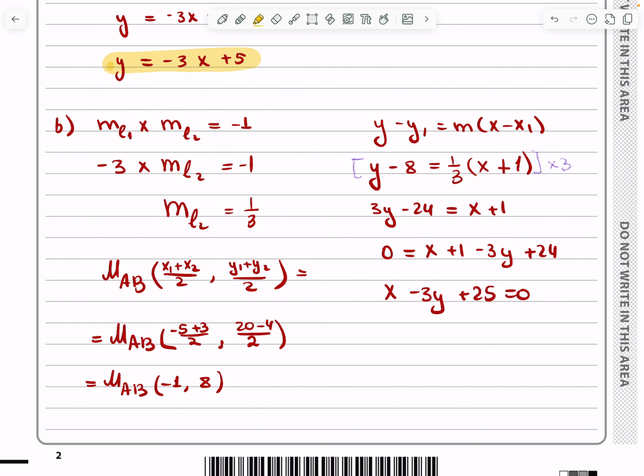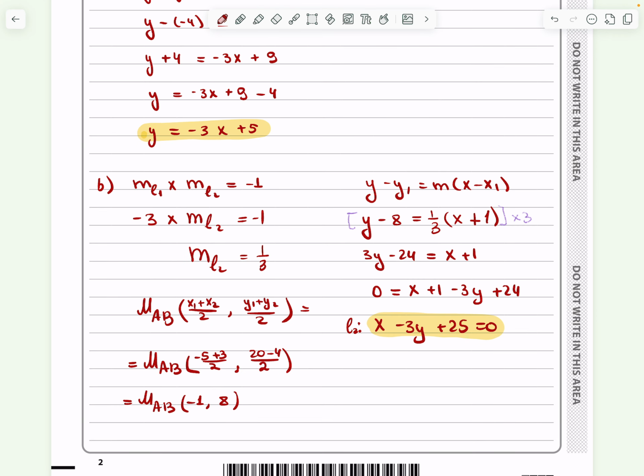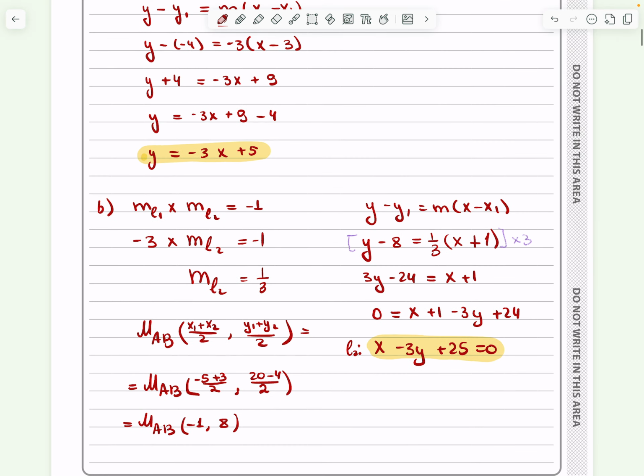Okay, so that's the equation of L2. All right, so I give the solution and show every step to get the full mark.